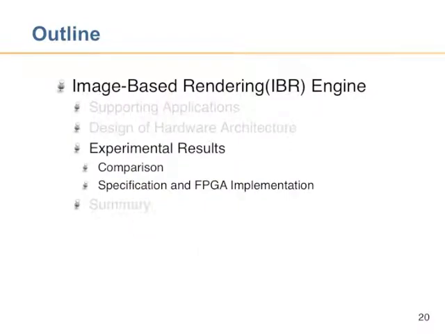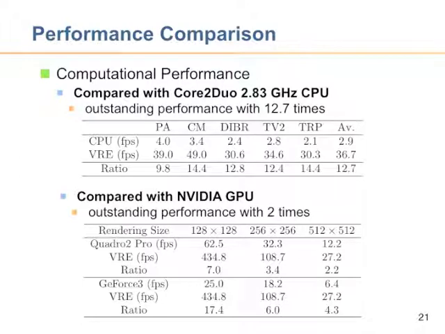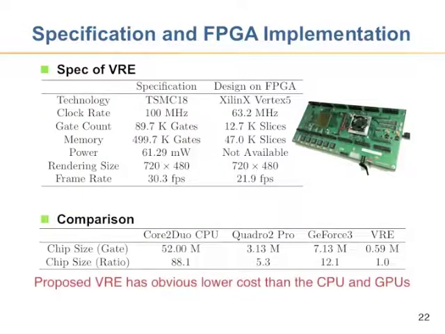The experimental results are outstanding. Computation performance is 12.7 times higher than Core 2 Duo 2.83 GHz CPU and 2 times higher than NVIDIA GPU. We synthesize our design using TSMC 18 fabrication process and also post it onto FPGA using Xilinx Virtex 5. The proposed hardware has obviously lower cost than CPU and GPUs.